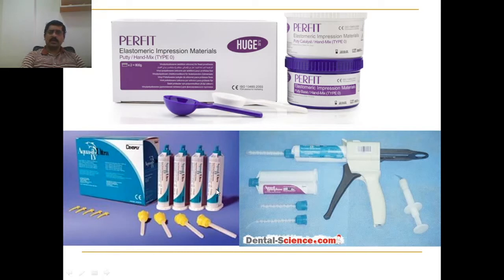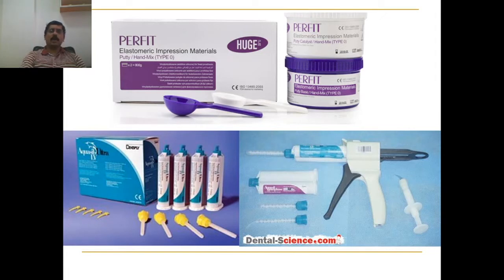Either we can use it with this gun and inject it to a mixing pad and then spatulate. Otherwise, what we can do is, we have something like this. These are the mixing tips. We can attach this mixing tip onto the collapsible tube, and when we use a gun to inject it, the two pastes mix here, and when they are extruded through this spiral nozzle, it gets mixed.